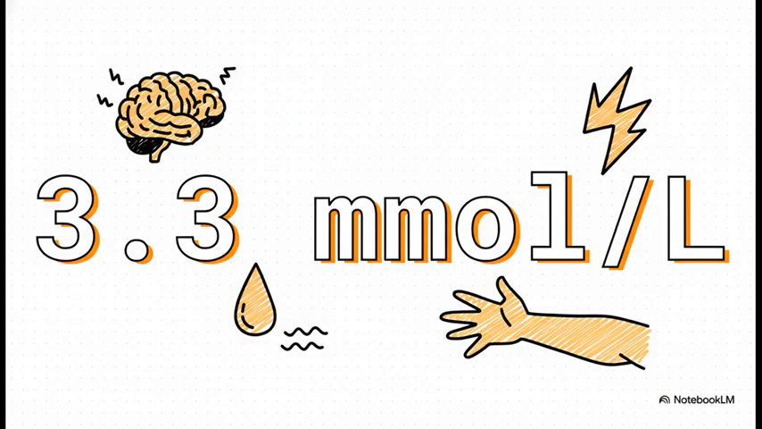So, this number is the first critical point you need to remember, 3.3 millimoles per liter. This is the threshold where that sympathoadrenal response gets triggered, leading to those classic symptoms we just talked about, the sweating, the shaking, and that feeling of anxiety.